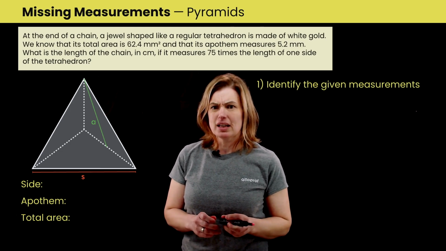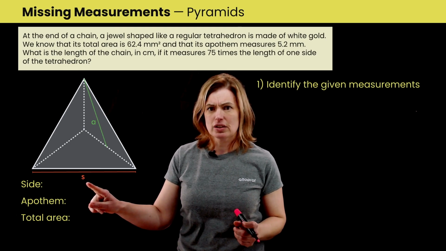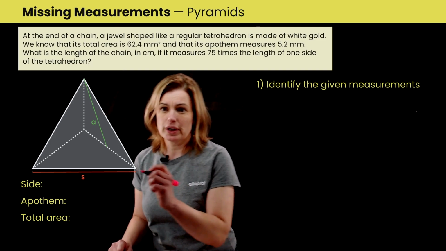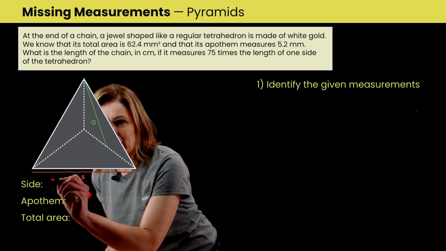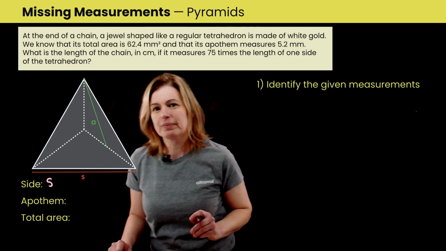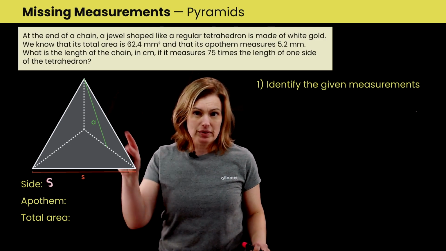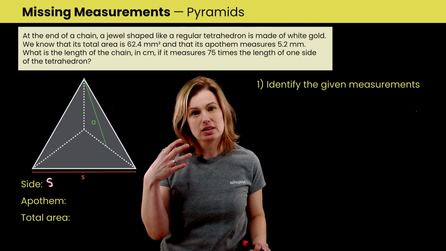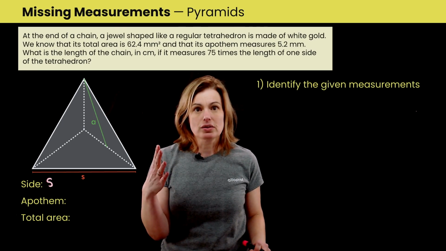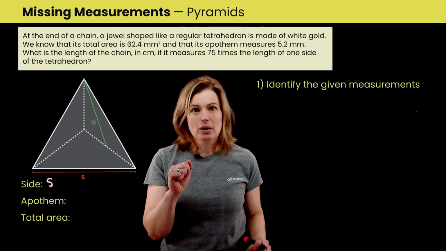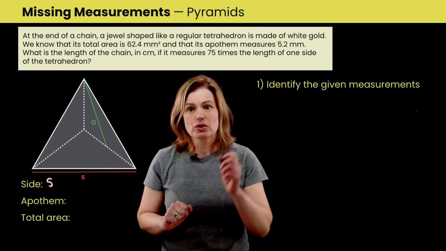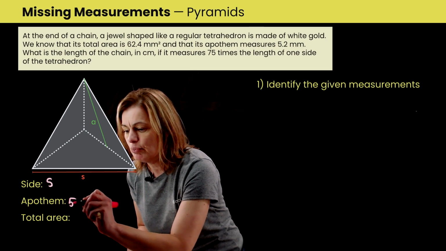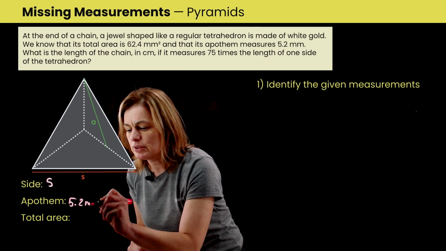Now, the side is what we're denoting with an S here, and it's actually what we're looking for in the problem. So I'm just going to put my S right here. And then the apothem, that is the green line right here. Sometimes we refer to that as the slant height also. So that is given to us, it's 5.2 millimeters. I'm just going to write my information right here, 5.2 millimeters.